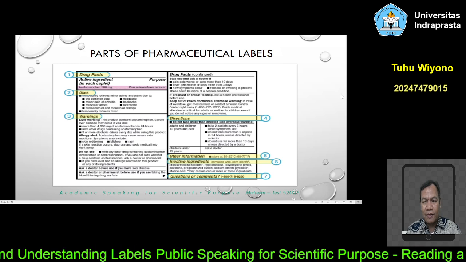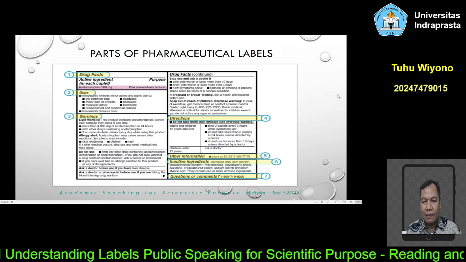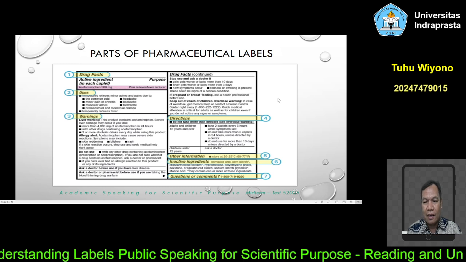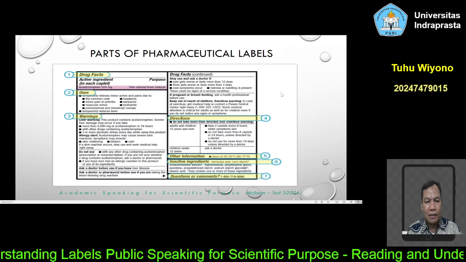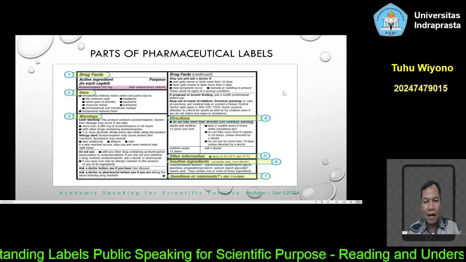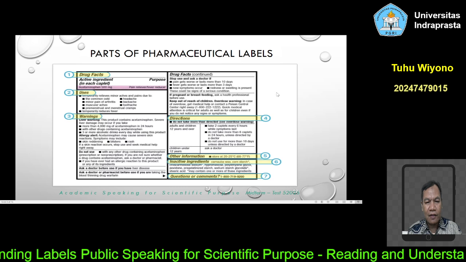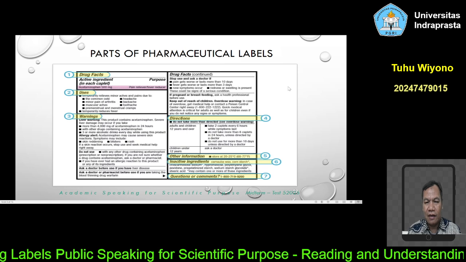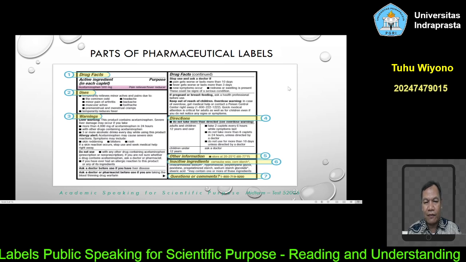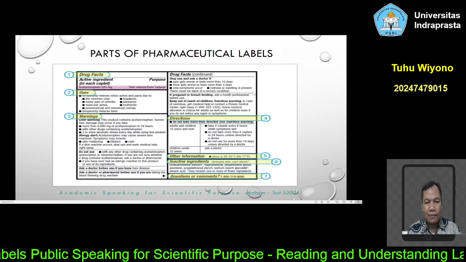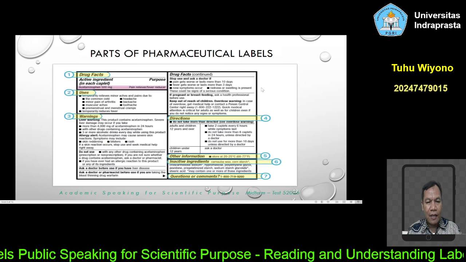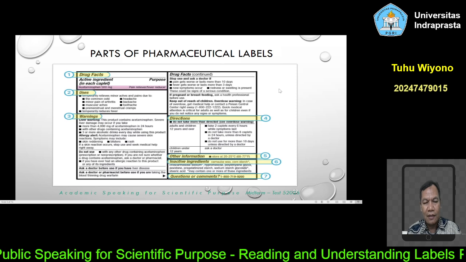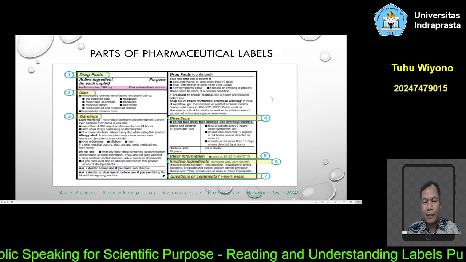Parts of pharmaceutical labels, there are at least 7 points that seem to be important. The first one is drug facts. Read carefully and understand the active ingredient, purpose, and drug facts. Second, uses. Read carefully and understand the use of the product or the drug.